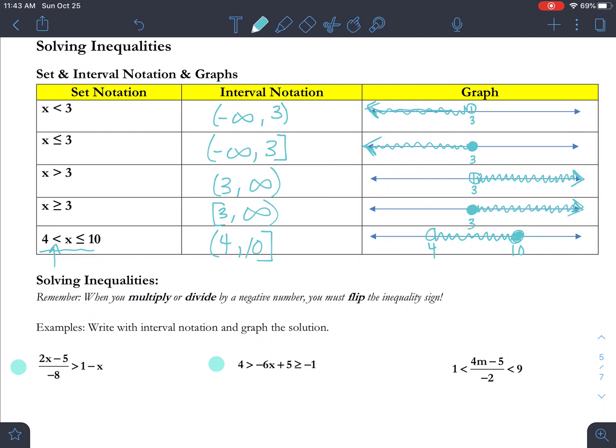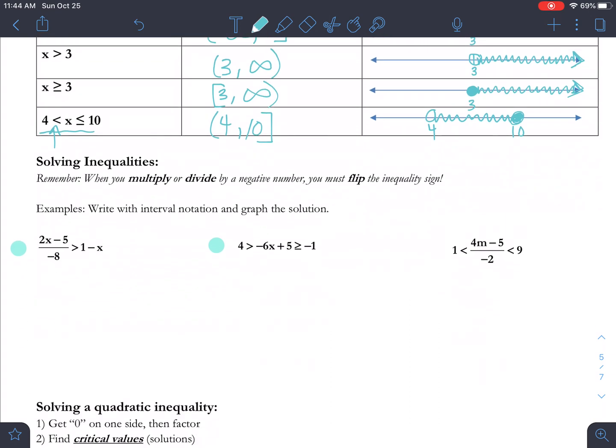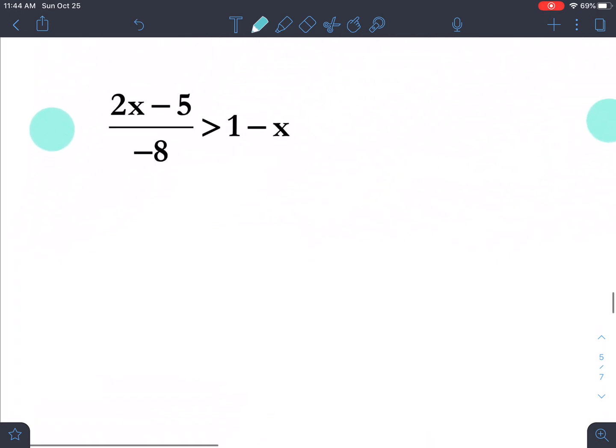All right, so that is your set notation, interval notation. We're going to be using that for all of our answers from now on. So I do not want these as answers. I want interval notation as your answers. All right, so we're just going to try 2 solving inequality problems that are kind of Algebra 1-ish, throwbacks. Don't forget, when you multiply or divide by a negative, you have to flip the inequality sign. All right, so let's start off with this first one here.